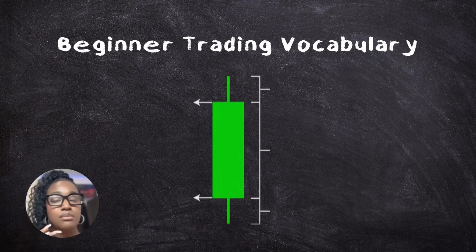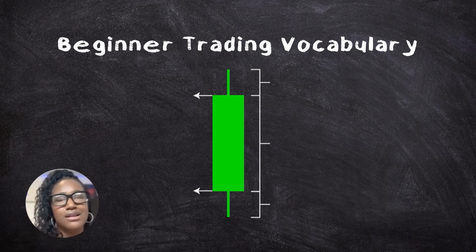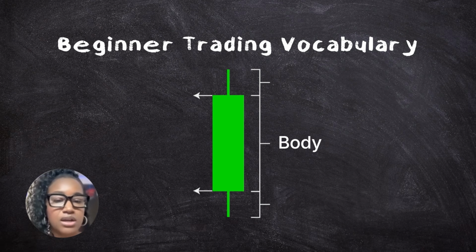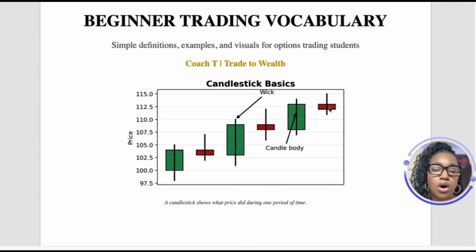There are 2 main parts of the candle. The big middle part, I call it the torso. That's just how I remember it. That is called the body of the candle. So this area here is called the body. Even though this one is small, that's still the body.